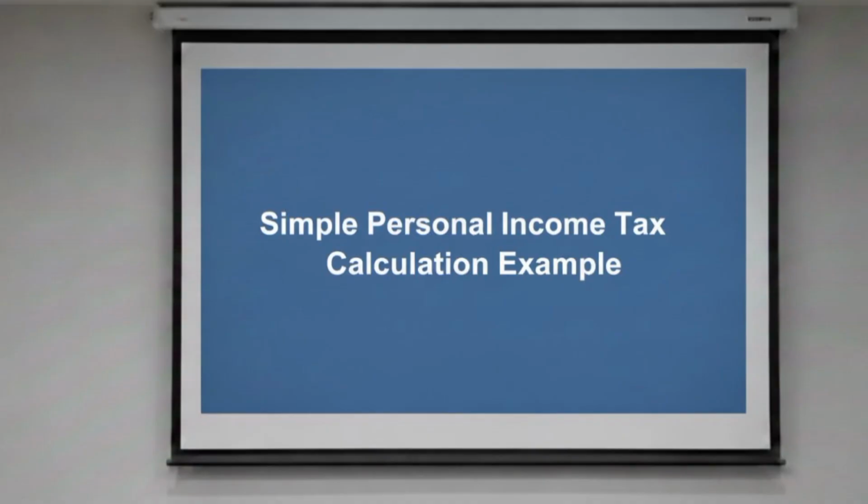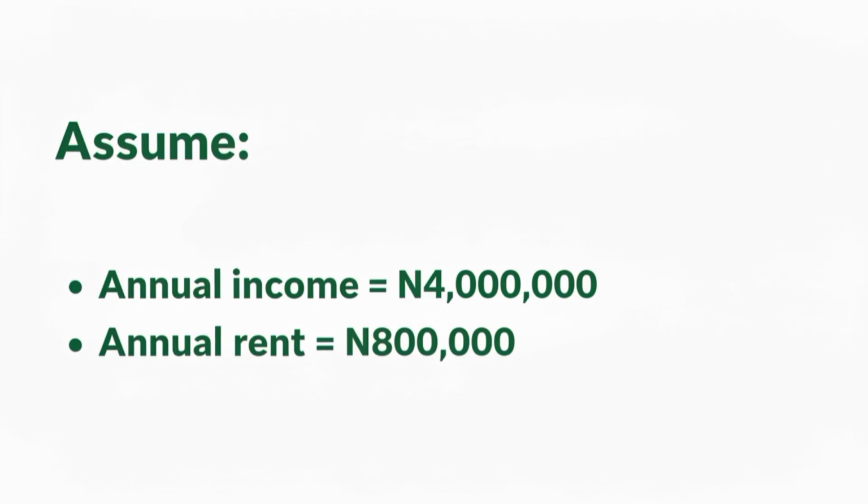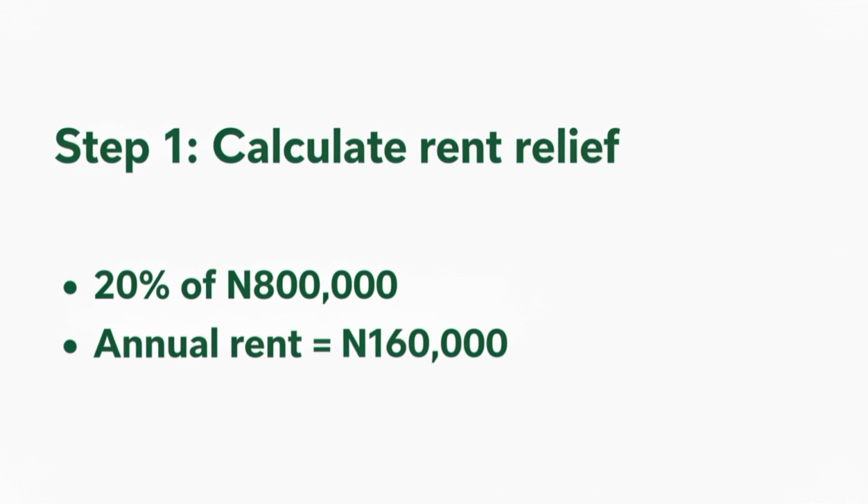Simple personal income tax calculation example. Let's use a simple example. Assuming your annual income equals 4 million and your annual rent equals 800,000. Follow these steps to calculate your personal income tax. Step 1. Calculate rent relief. So 20% of 800,000 equals 160,000.